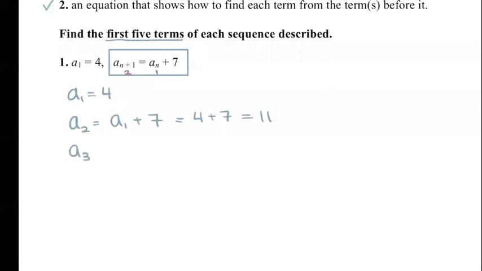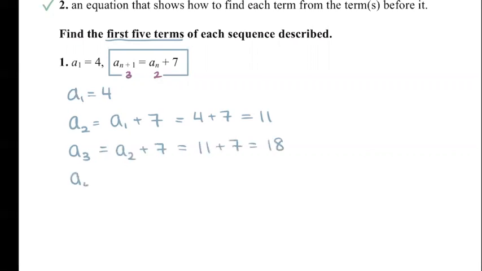To get to a sub 3, if I want this to be 3, that means n must be equal to 2. So that's my previous term, which is a sub 2, plus 7. So a sub 2 I found was 11. Add 7, and I get 18.